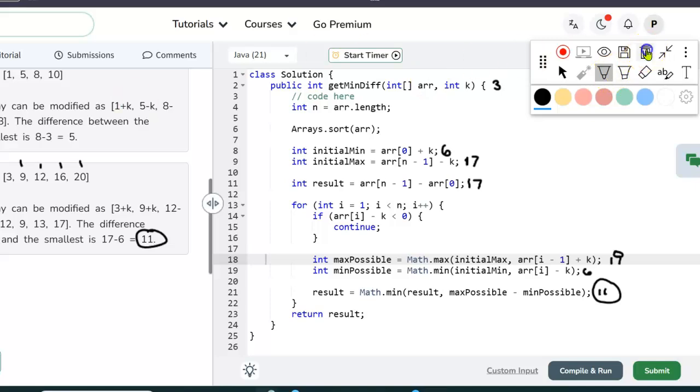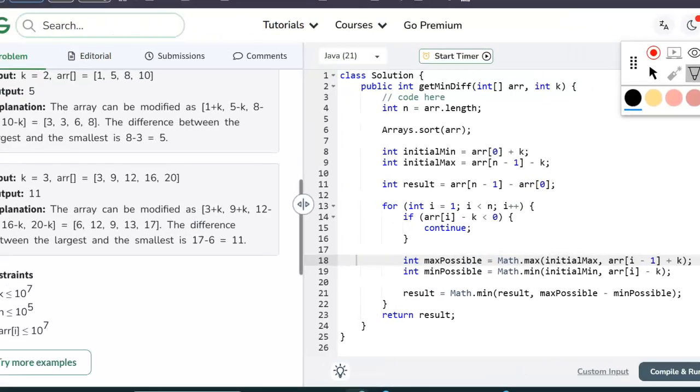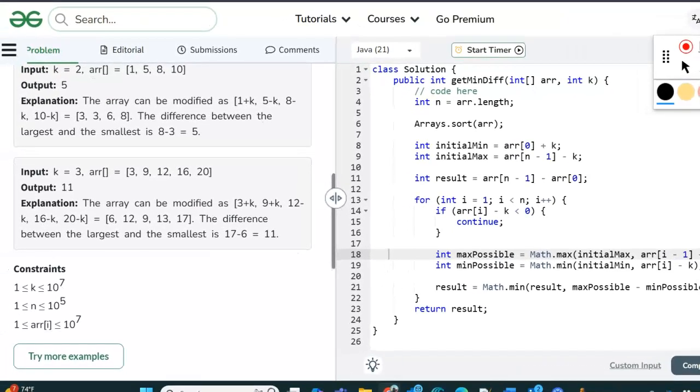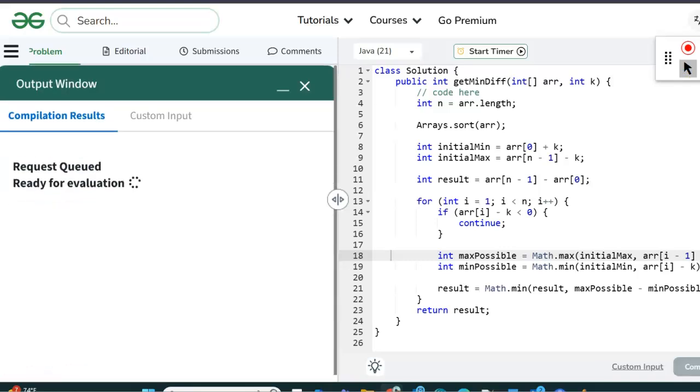Let's get rid of this, and we'll try and run it. Whoops, gotta get rid of that. All right, let's try it.